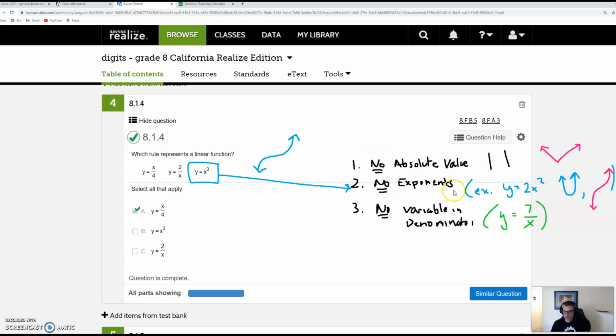All right, so you should definitely write down this little list here. No absolute values, no exponents, no variables in the denominator. That's kind of a checklist. If we were in class, I'd have you put this in your notebook. I'd have you get your notebooks out every day and turn to this page when we're using this. So you kind of got to do that on your own.